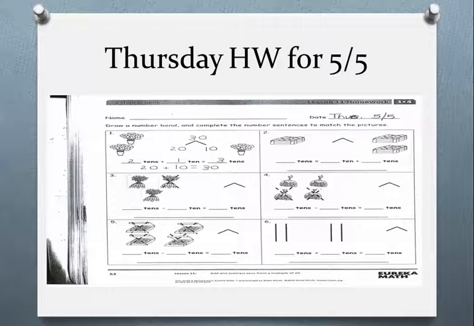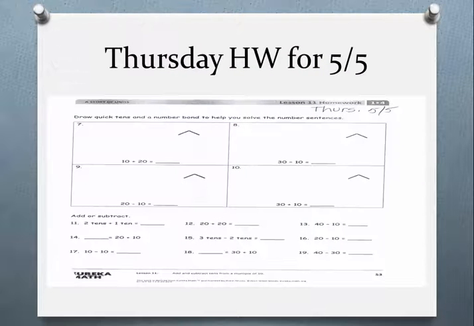Now try doing the others by yourself. Next, for Thursday's homework, you are going to draw quick tens and complete this number bond to help you solve the number sentence. So quick tens in this question 7 will be 10 plus 20. So put one 10 bar for 10 and two 10 bars for 20. Then add them all up, 10, 20, 30, and that should be the total. And now complete the number bond. So write the total, which is 30, on the top, then 10 as the first part and 20 as the second part to show 10 and 20 makes 30.